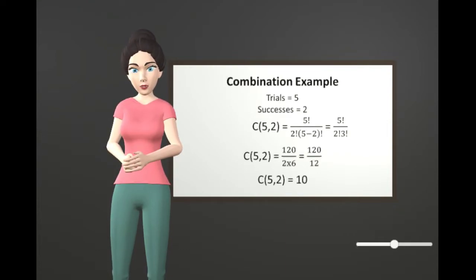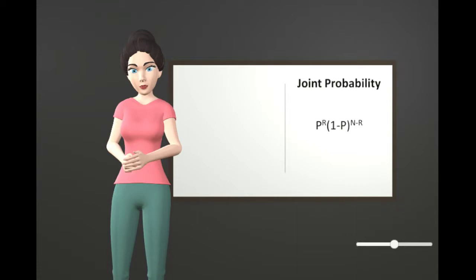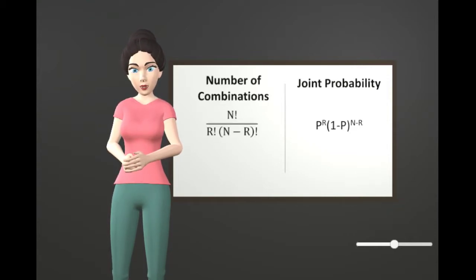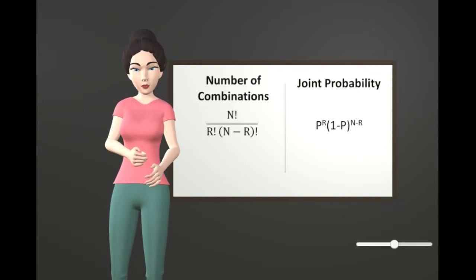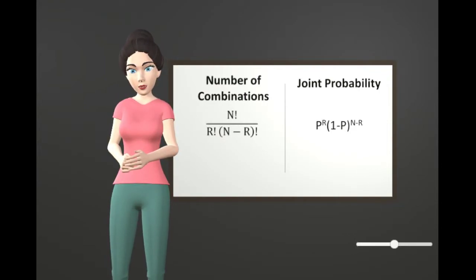Now you see how to compute the joint probability of a particular sequence that has R successes in n trials, such as failure, failure, success, failure, success, and how to compute the number of combinations in which a sequence has R successes in n trials, such as 10 ways to get 2 successes out of 5 trials.